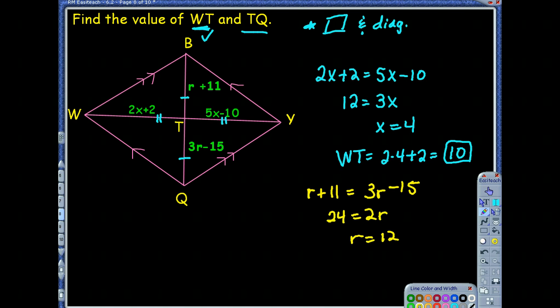And now I have to probably substitute that back in. Right, because that's just R, and we're supposed to find TQ. So 3 times R, 12, minus the 15. That's going to give us, let's see, 36 minus 15 would be 21. Now, you could also, if you wanted to, put 12 in for R here into BT, and then do 12 plus 11, which is also 21.